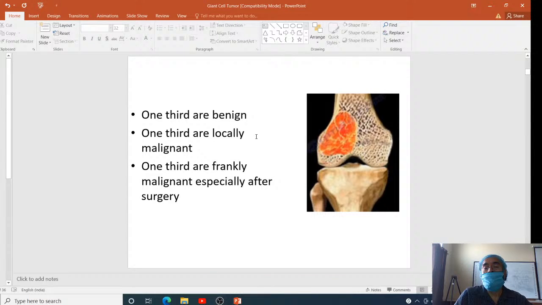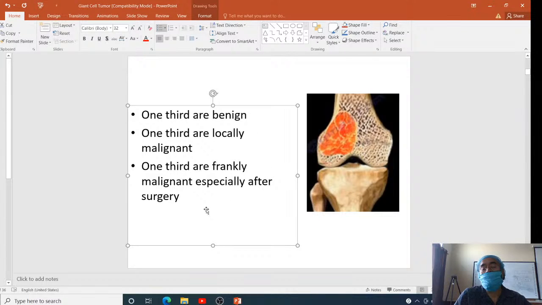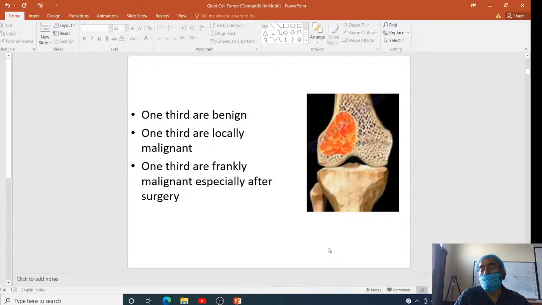So the rule of one third, just remember this: one third are benign, one third are locally malignant, and the other third are malignant, especially after ill-advised attempts at surgery. So whenever you have a case, study it thoroughly and manage it properly. No half-hearted attempts in treating these malignant tumors.